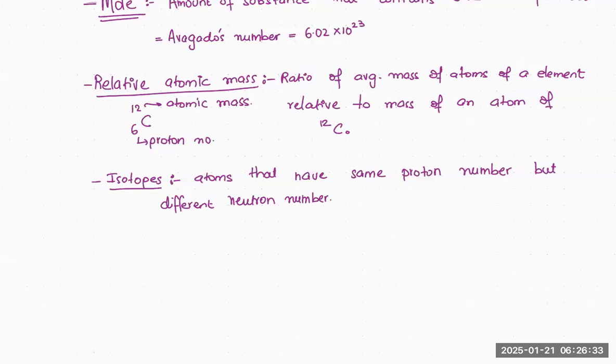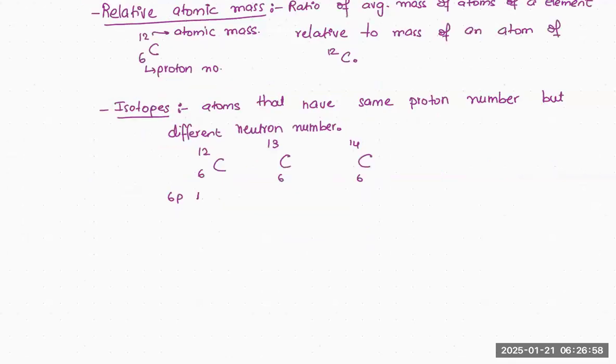An example that I'll give you is carbon 12. One isotope of carbon is carbon 12. Another isotope of carbon is carbon 13. Another isotope of carbon is carbon 14. Carbon 12 has 6 protons and 6 neutrons. Carbon 13 has 6 protons but 7 neutrons. Carbon 14 has 6 protons but 8 neutrons.